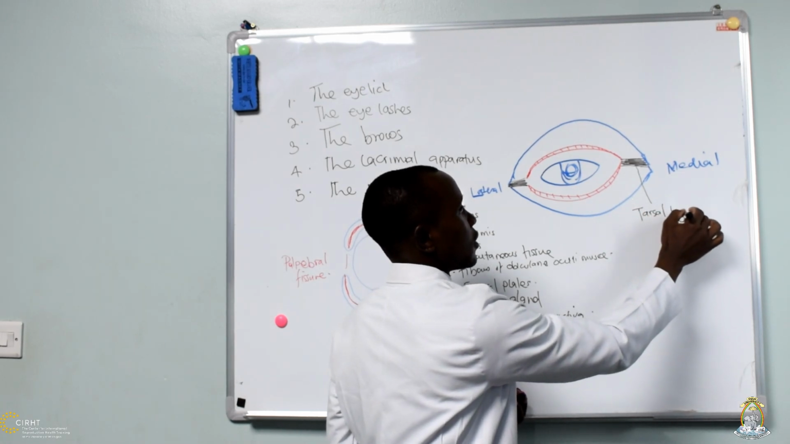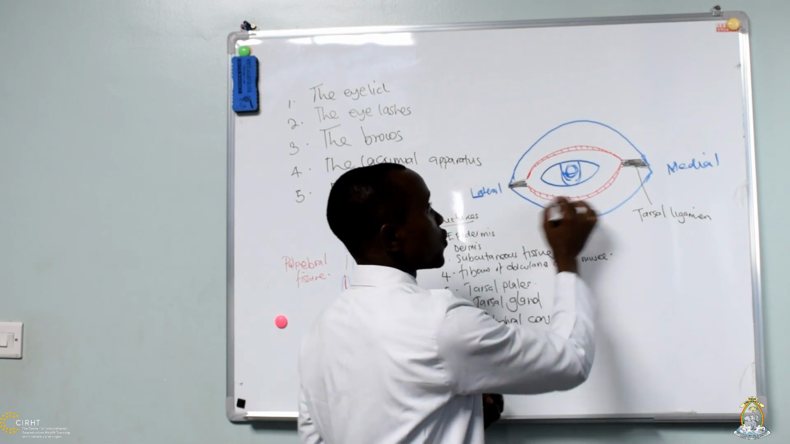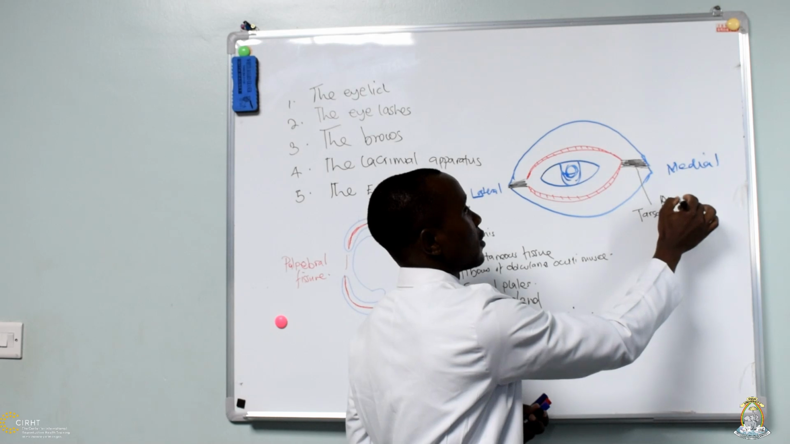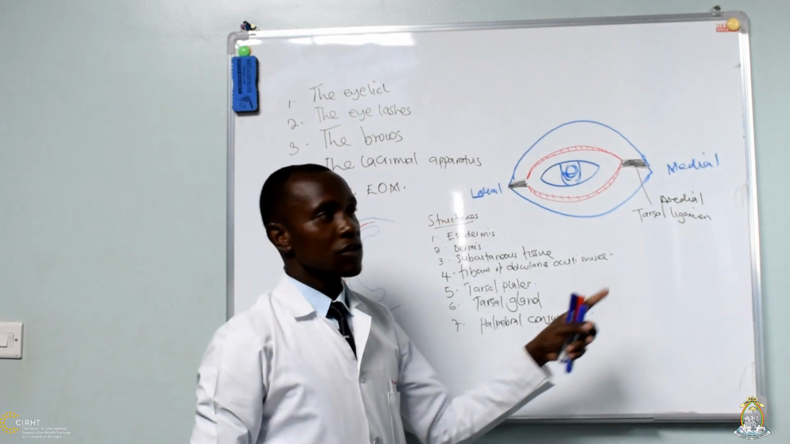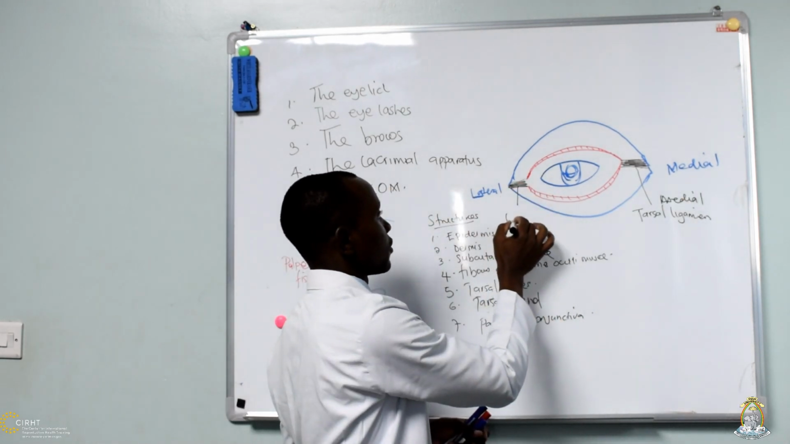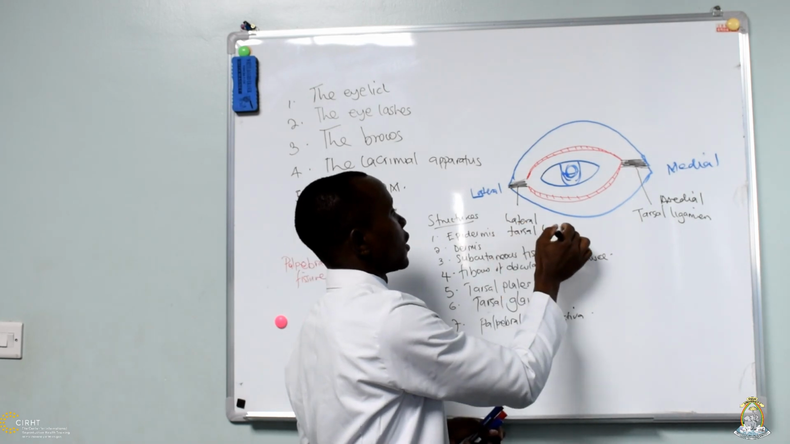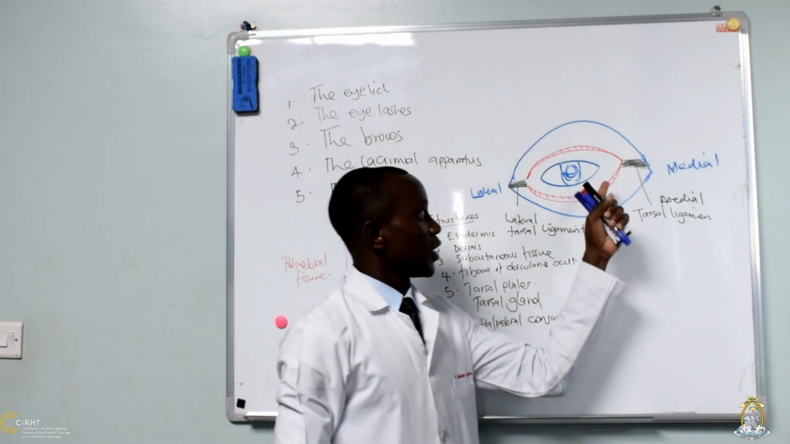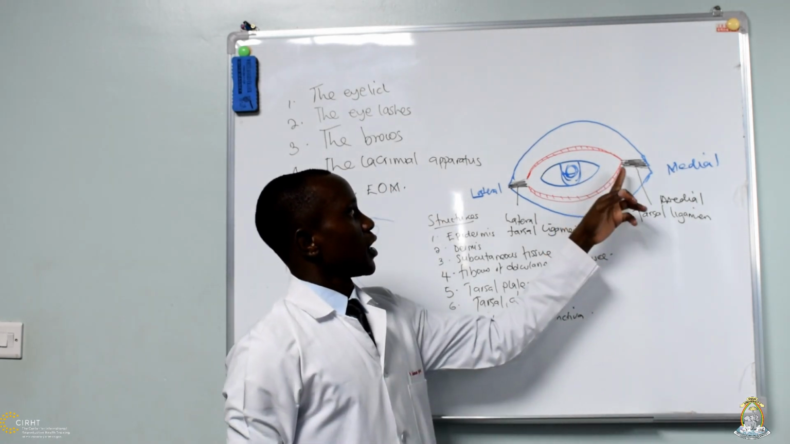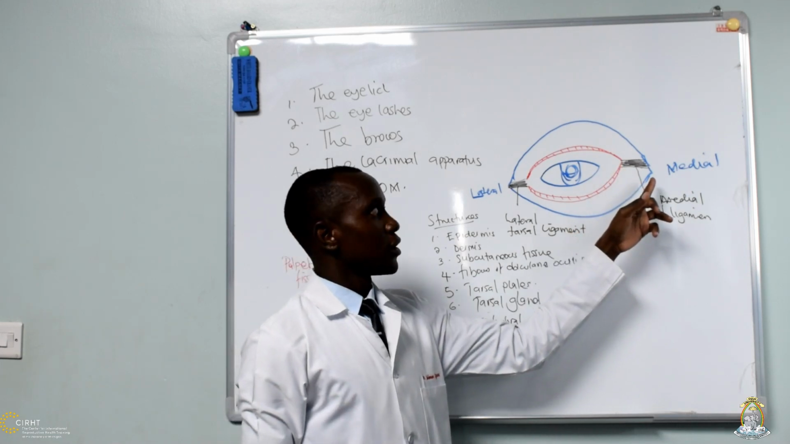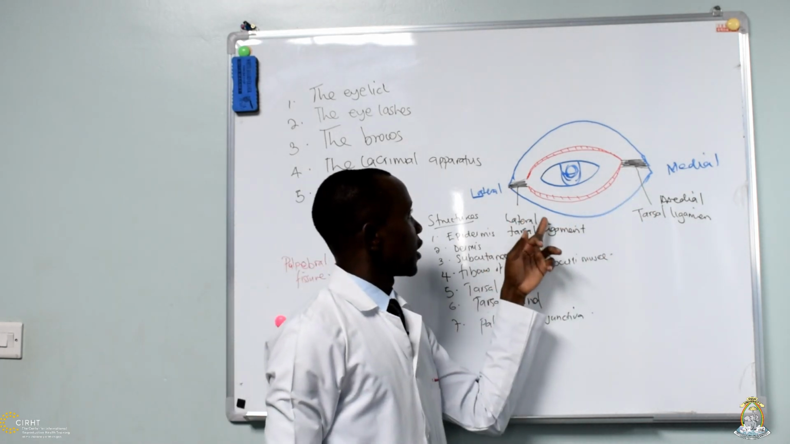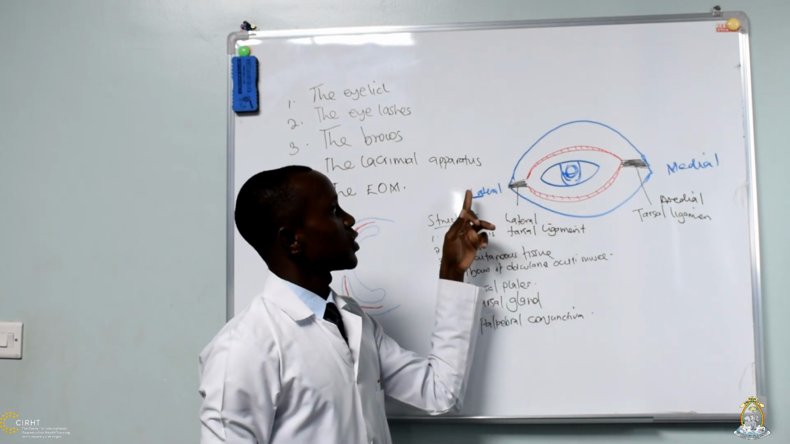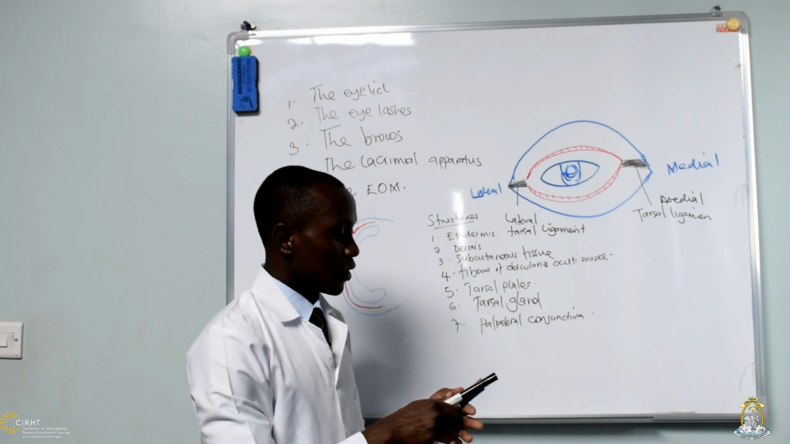Tarsal ligament. We have two: one for the medial part and one for the lateral part. This is the medial tarsal ligament, and this one here is the lateral tarsal ligament. The medial tarsal ligament attaches the tarsal plate to the medial wall of the bony orbit, and the lateral tarsal ligament attaches the tarsal plate to the lateral wall of the bony orbit.